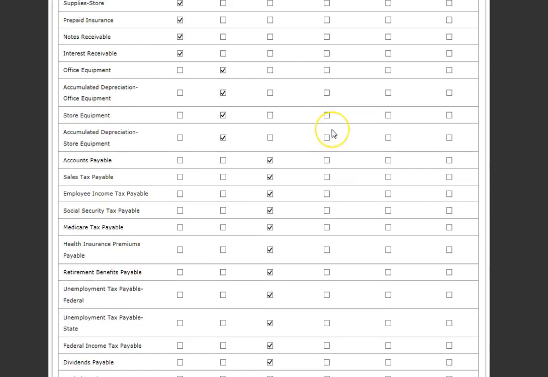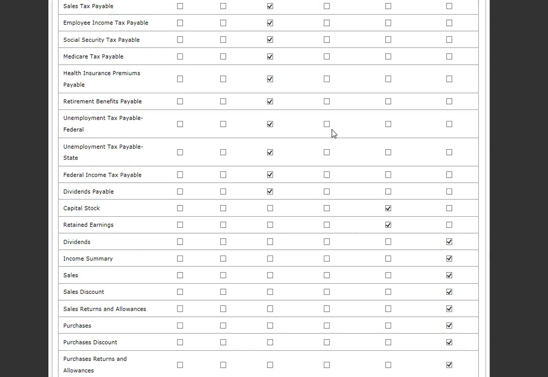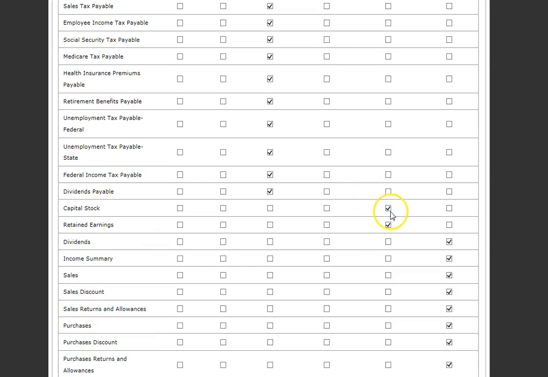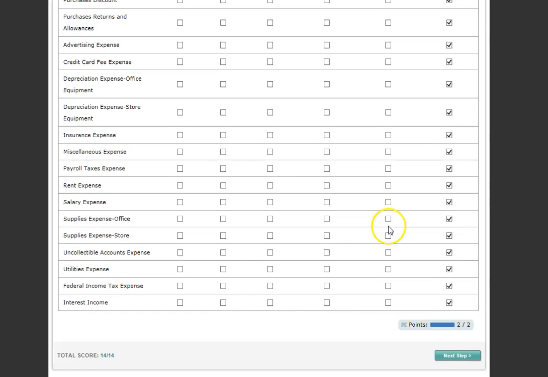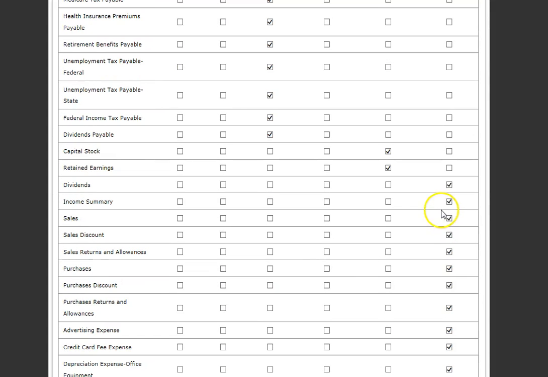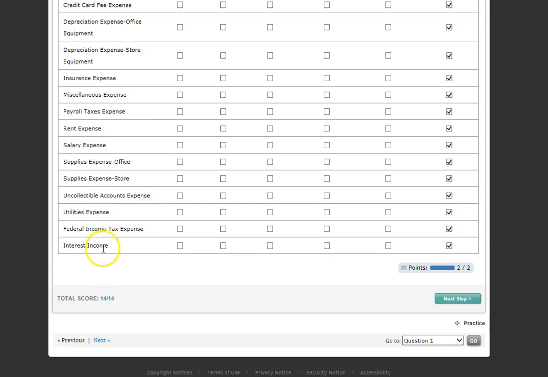Okay, long-term liabilities, they don't have any. Neither did 3 green when we were going through the example. An example of a long-term liability is a mortgage payment. Apparently they don't have a mortgage payment. Stockholders' equity is the capital stock and the retained earnings. And then not on balance sheet: dividends, etc., all the way down to interest income.